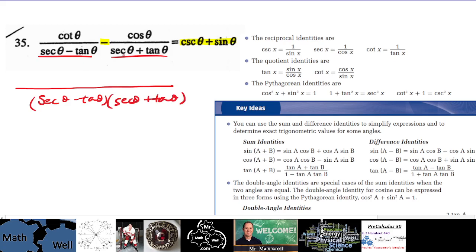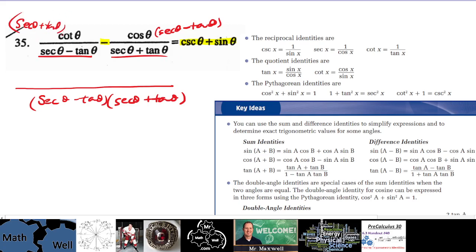So I want a common denominator. That means I need to multiply up here by secant theta minus tan theta. And up over here, secant theta plus tan theta. Okay? So you can do a little bit of simplification here.